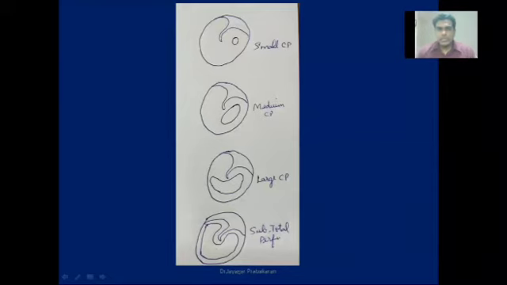Next, we'll see what are the types of central perforation. Now that you know the quadrants, any perforation that is too small to occupy more than one quadrant is called a small central perforation. If it occupies two quadrants, you can call it a medium central perforation. If it occupies three quadrants, you can call it a large central perforation. If it occupies all four quadrants, you can call it a subtotal perforation.